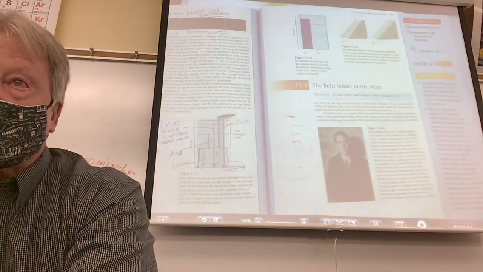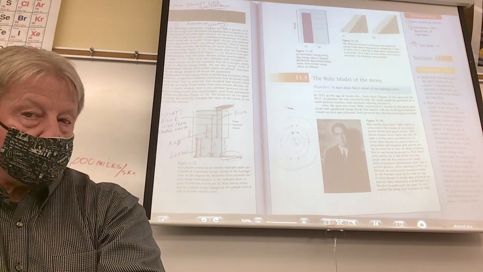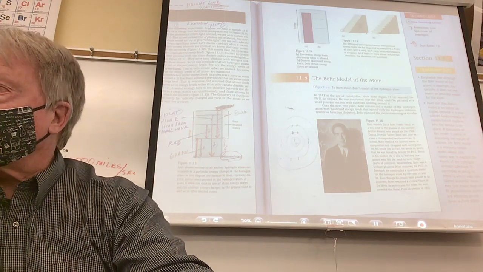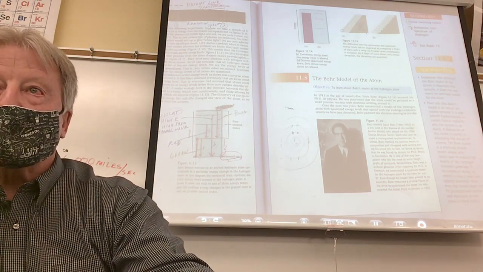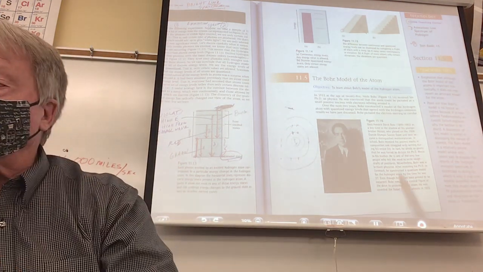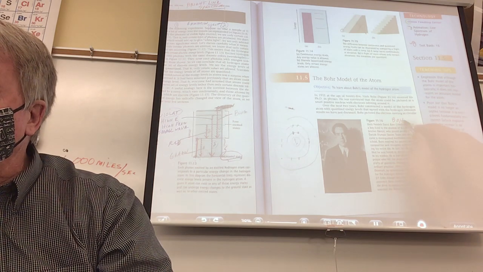All right, so let's get some more scientists, okay? We know that Rutherford, from the first semester, figured out the atoms have a nucleus. Nobody else knew that the atoms had a nucleus. But one of his students was named Niels Bohr. This guy here, his name was Bohr, B-O-H-R.